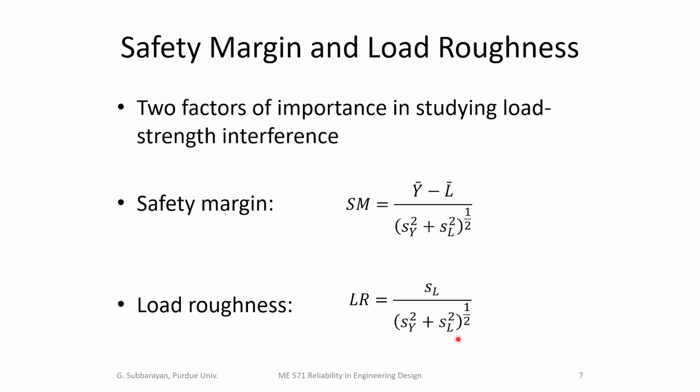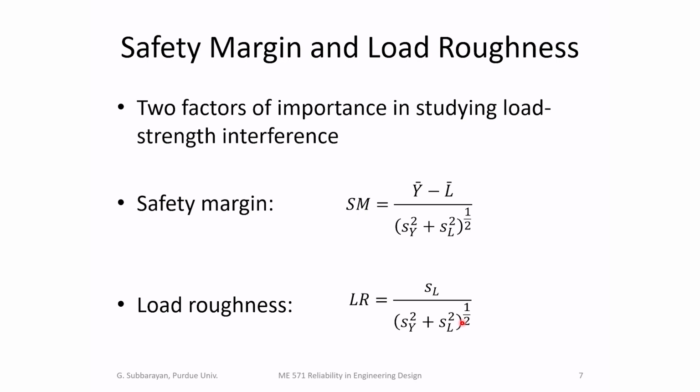The second parameter that we will use for probabilistic design is the load roughness. Load roughness is defined as the standard deviation of load divided by the standard deviation of y minus L. Remember, if y and L are independent, the variance of y minus L is the variance of y plus the variance of L. So this raised to the power 1/2 gives you the standard deviation corresponding to the difference between y and L. We'll do this more formally in module 5.2.